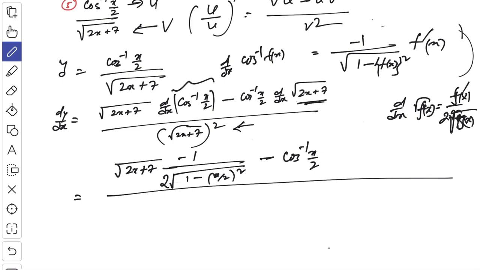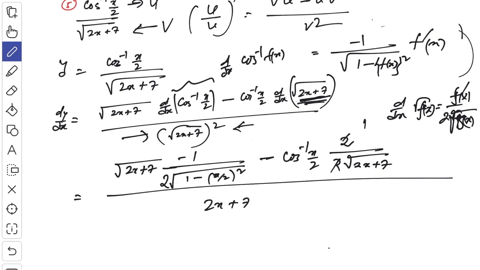Okay, so in that case, if you differentiate 2x plus 7, you will get 2 only, and if you differentiate the root of this, then you should get 2 root 2x plus 7, isn't it? And this is the derivative of this term. So hope you know this is a very basic thing. Okay, so here 2 will be cancelled. So finally we have got this, and here squaring this you will get 2x plus 7.